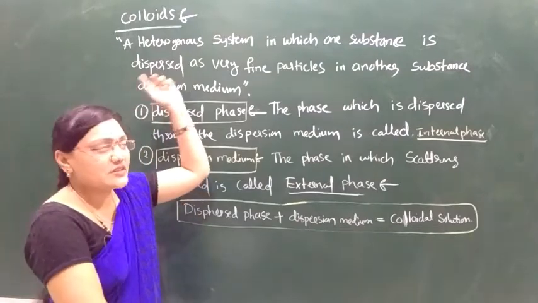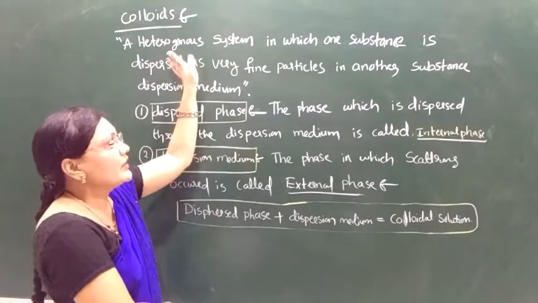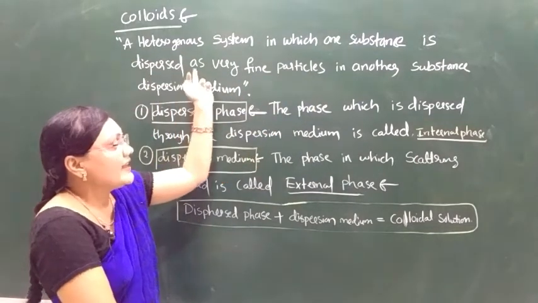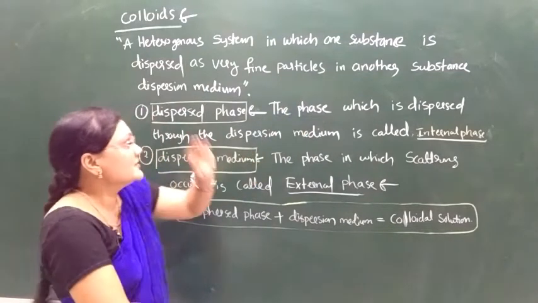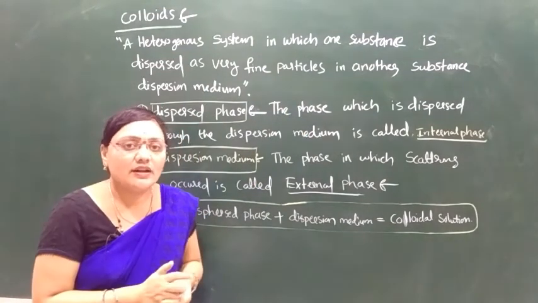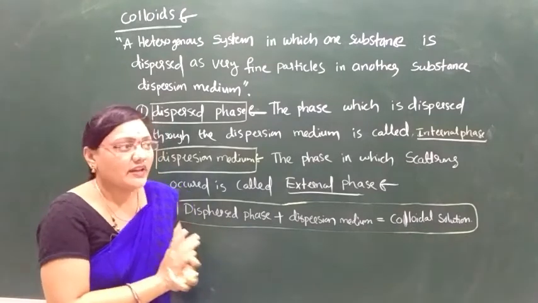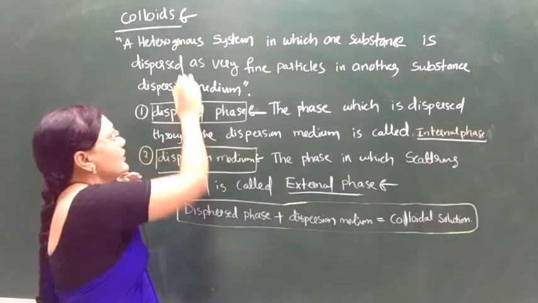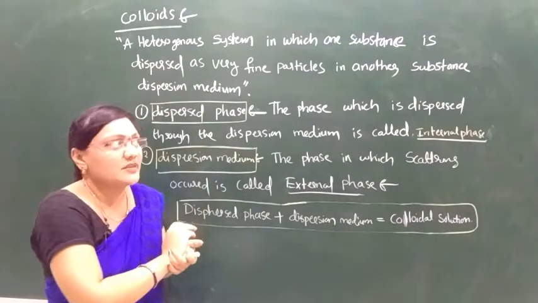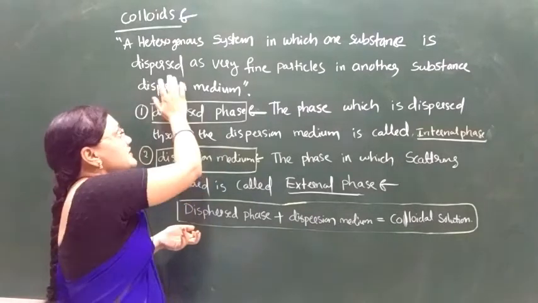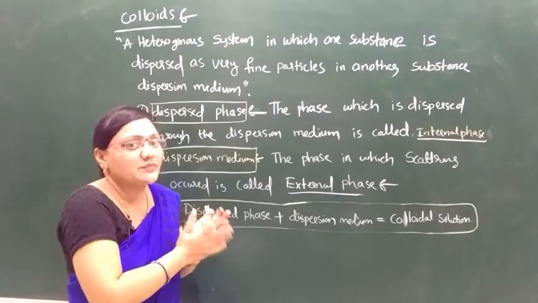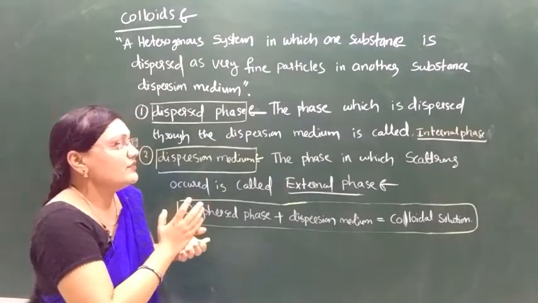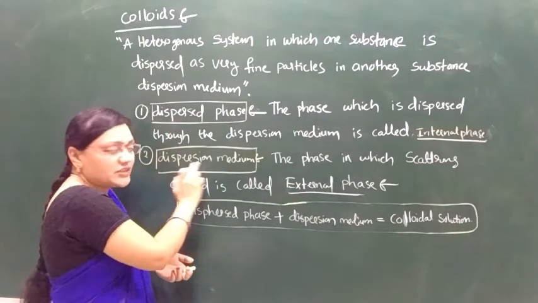Okay, next, the last topic is colloids. Colloids are a heterogeneous system in which one substance is dispersed as very fine particles, and another substance is the dispersion medium. Colloid particles are small and invisible. The two constituents, or phases, are the dispersal phase and the dispersion medium.